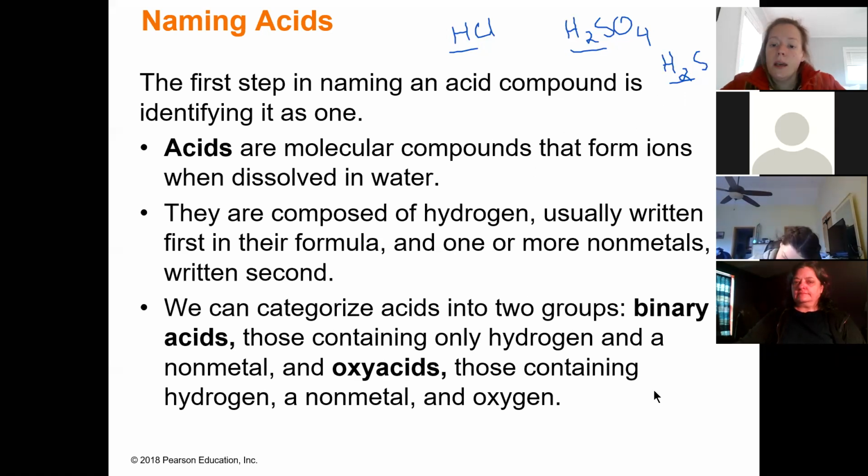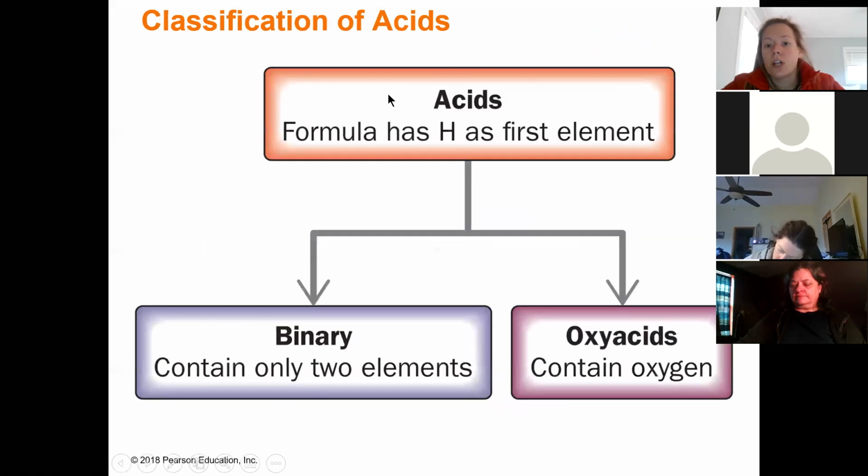So when naming any sort of acid, you first want to decide, is it binary or is it an oxyacid? So here's our flow chart. Well, first you have to determine it's an acid. So if H is the first thing that's written, it's an acid. Then binary contains only two elements. Oxyacids contain some sort of oxygen polyatomic ion.